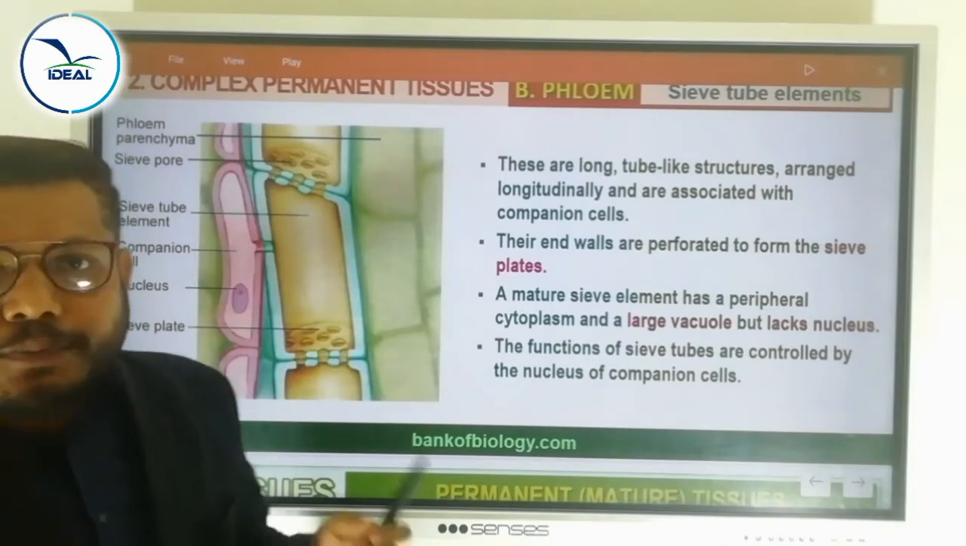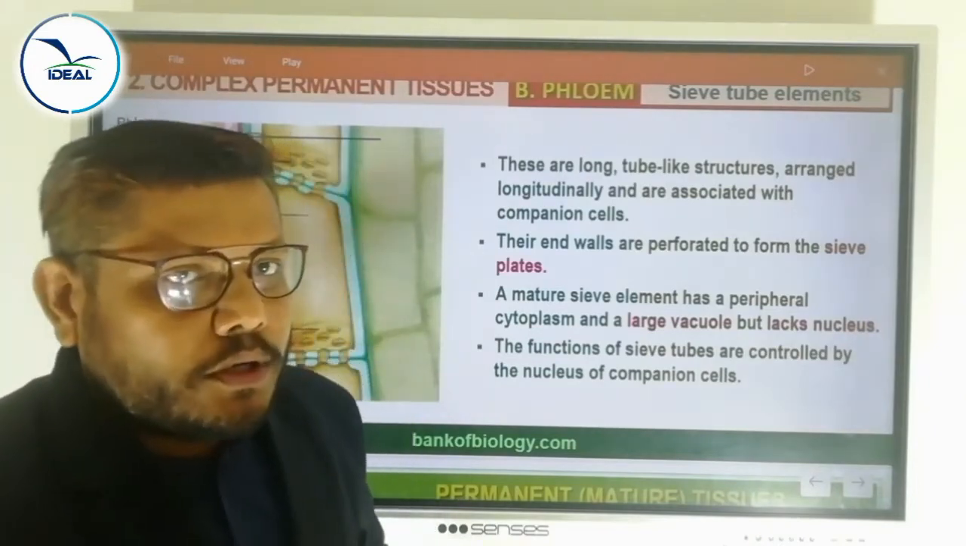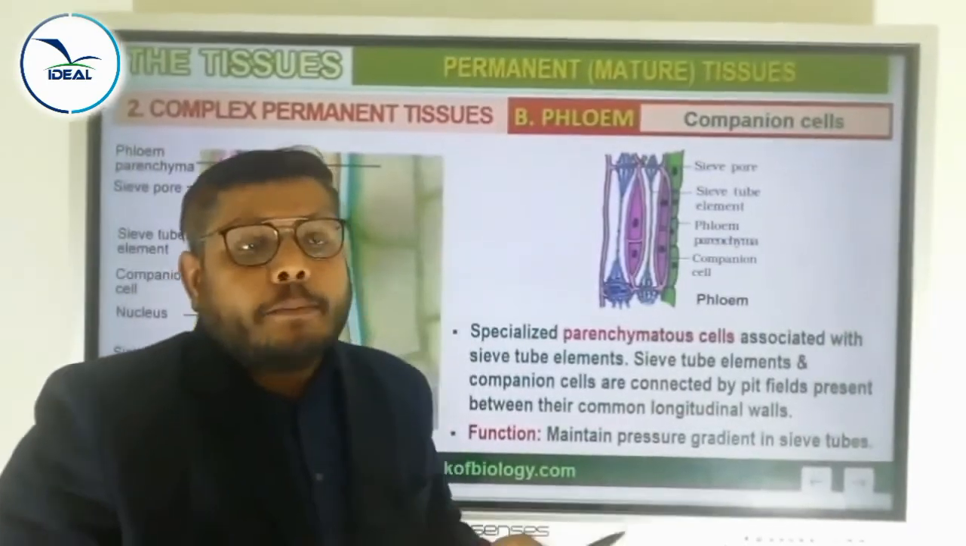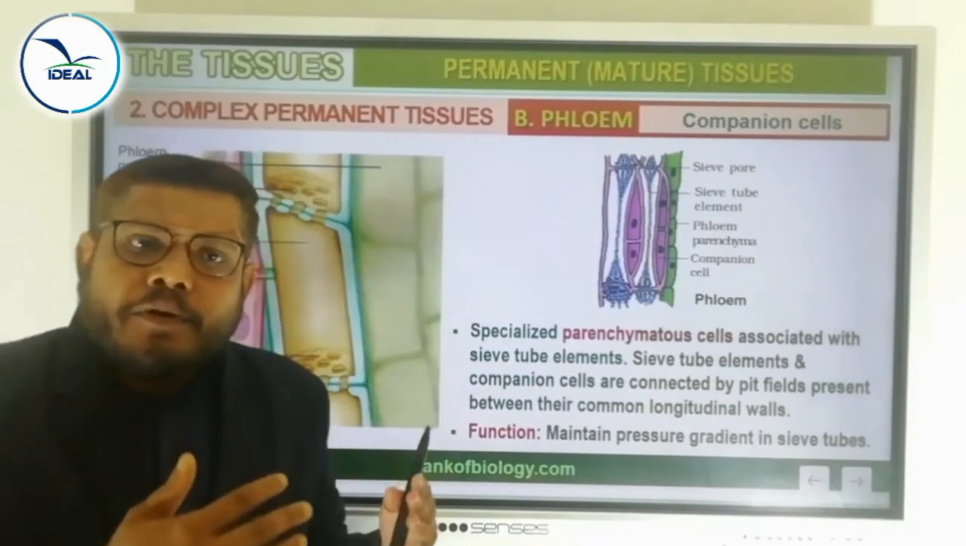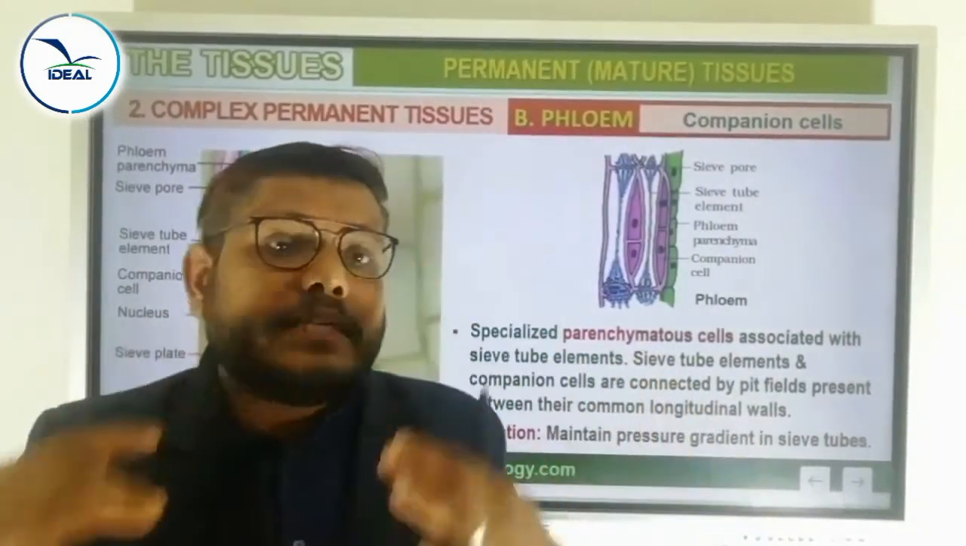What is the function performed by the sieve tube? Conduction of organic food. Is it clear? Next one, companion cells. What is a companion cell? It is a type of specialized parenchymatous cell that is associated with the sieve tube element.